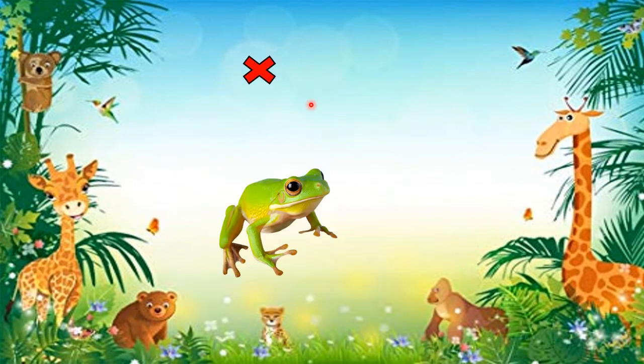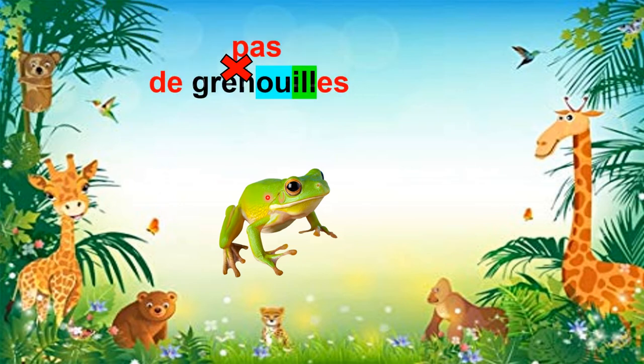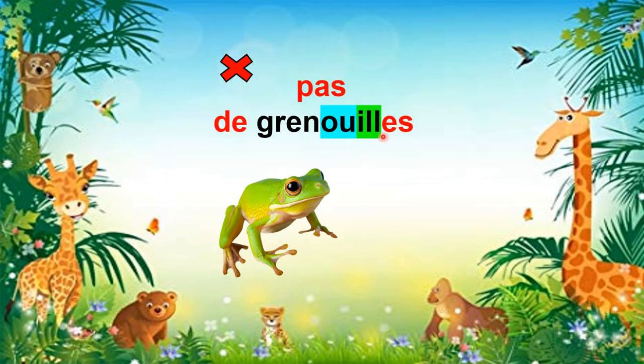So, pas, I don't have. We have this one in the zoo? No. Pas de grenouille. Grenouille, so the frog, we don't have it in the zoo. So we discover now all the animals we can see in the zoo.